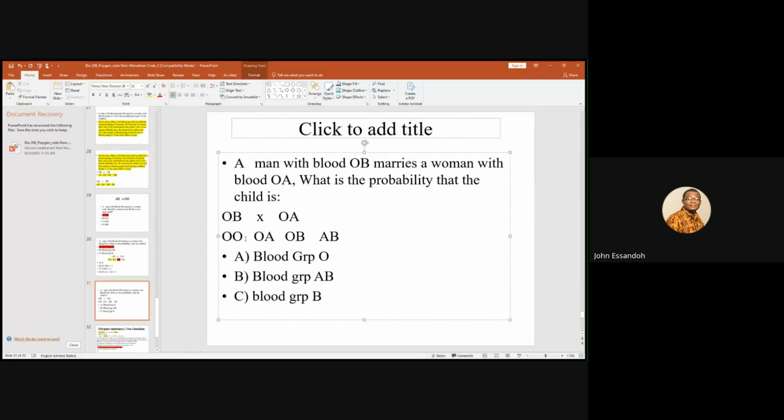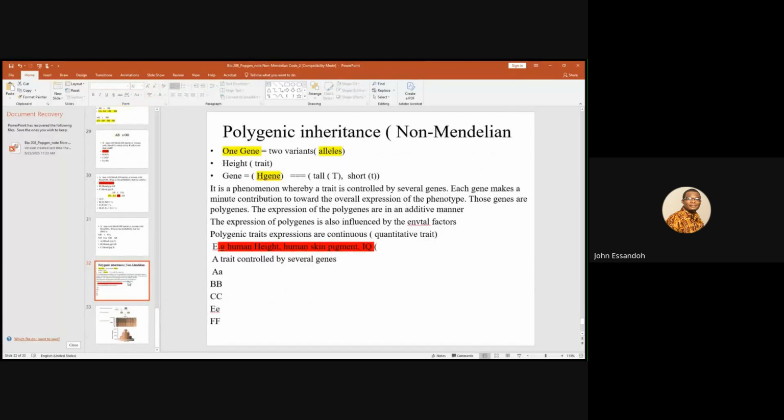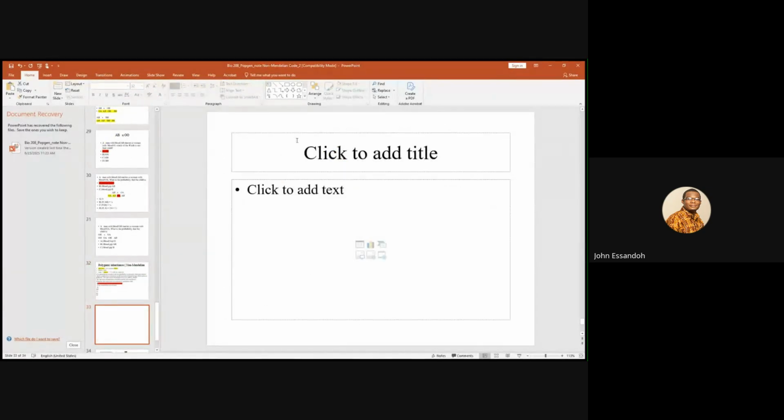So what's the probability of getting OA? It's 1/4. AB is also 1/4, and the probability of getting B is also 1/4. All right, great. I think we are clear with that one now. Let's go to polygenic inheritance.